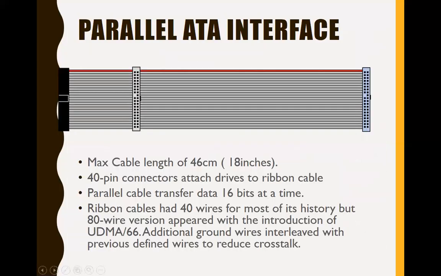What else? Parallel ATA interface. In the picture, we can see a parallel ATA interface. This interface has a maximum cable length of 46 centimeters, with 40-pin connectors attaching drives to a ribbon cable. The cable transfers 16 bits at a time, and the cable had 40 wires for most of its history, but an 80-wire version appeared with the introduction of UDMA 66.